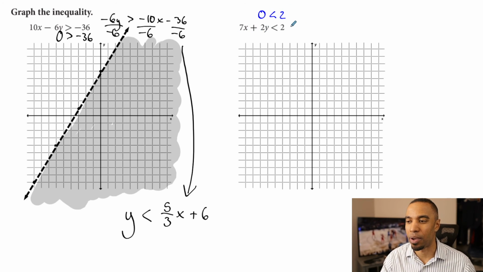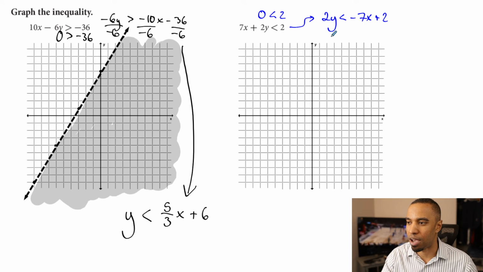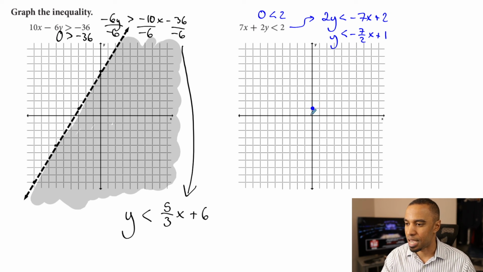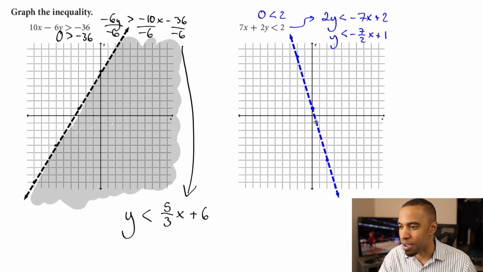So interesting. Anyway, slope-intercept form. Subtract 7x, 2y is less than negative 7x plus 2, and divide by 2, y is less than negative 7 halves x plus 1. Again, dividing by 2. I want to do this one pretty fast here. Down 7, right 2. Can't really fit anything else there. Up 7, left 2. And let's go ahead. It is a dashed line, a broken line, because of the less than.